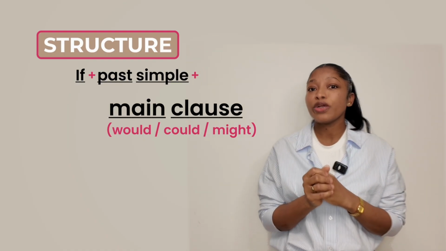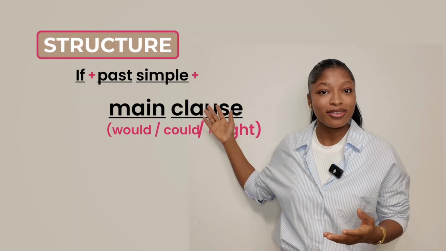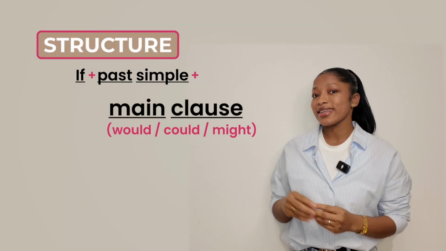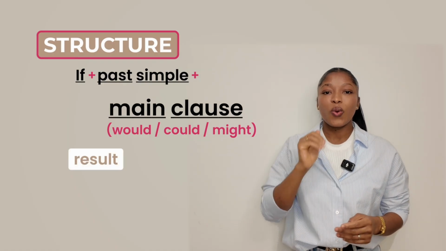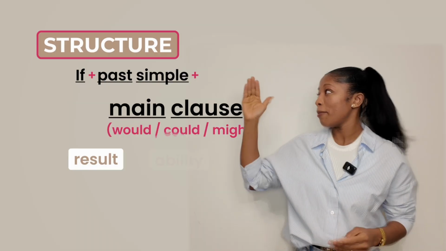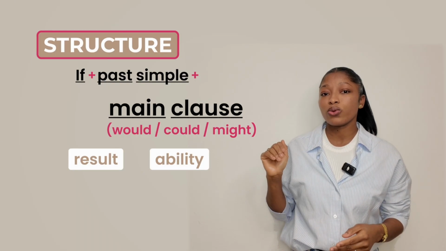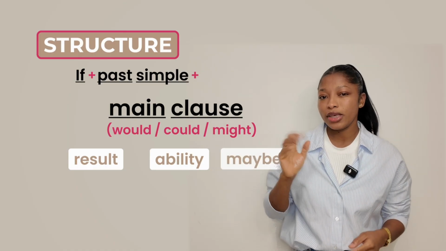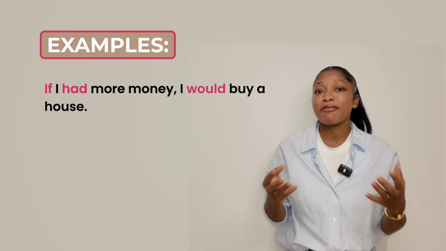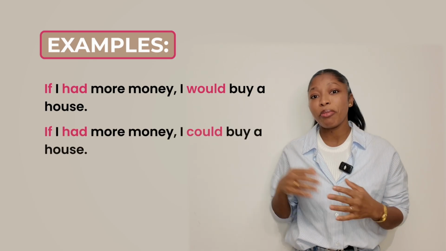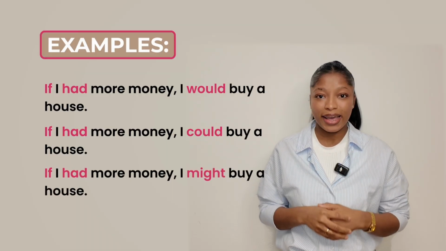And remember, we don't only use would, right? We can use could or might. When you use would in your second conditional main clause, it's all about the result. When you use could, it's about your ability or possibility. And when you use might in your main clause, it's about maybe. If I had more money, I'd buy a house. If I had more money, I could buy a house. If I had more money, I might buy a house.